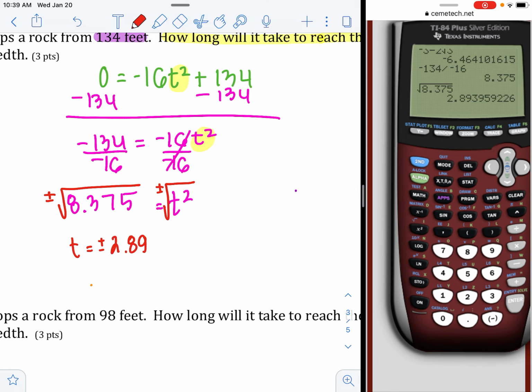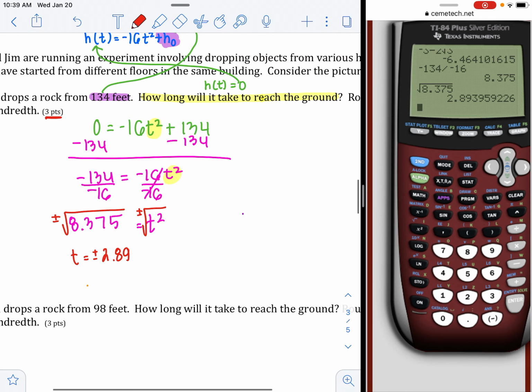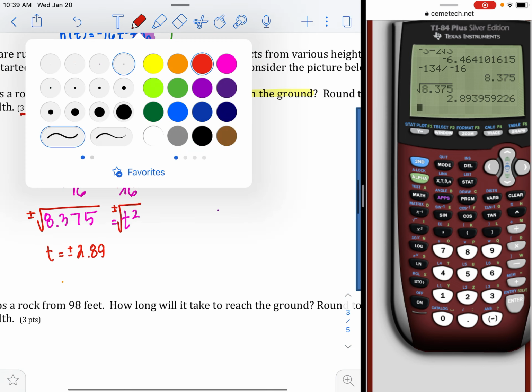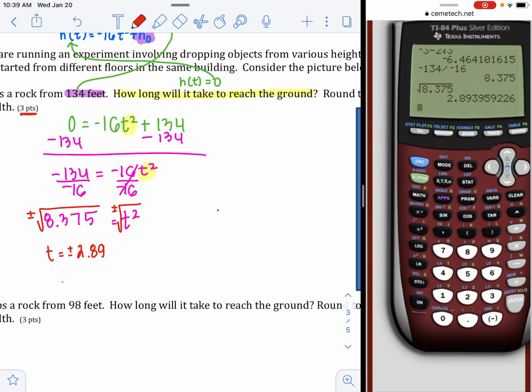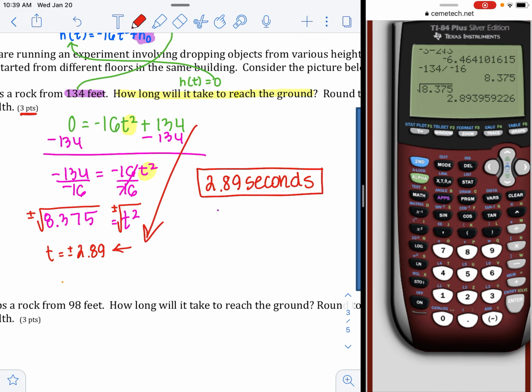Okay, now this is all the algebra. Everything that's written down right now is worth 2 points. If you're missing anything, you're getting points taken off. But I still haven't answered the question. This is worth 3 points total. The final question is highlighted in yellow there. How long will it take for it to reach the ground? So that is positive 2.89 seconds is my final answer. Okay? Please don't think not writing this is okay. You have to do the algebra correctly.